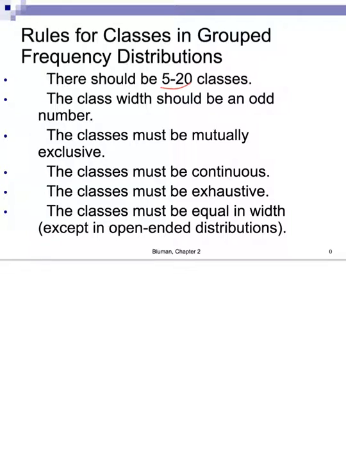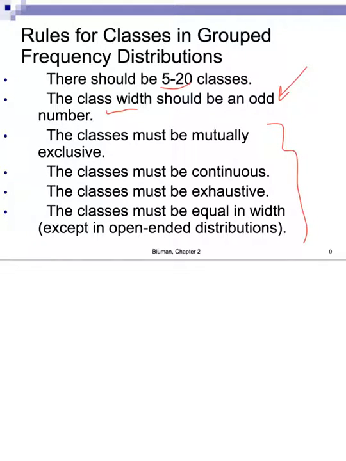If we're looking at 1, 2, 3 classes, honestly, a grouped frequency distribution should never have been created. You should have just displayed your data. The other thing is the class width should be an odd number, but I'm not very strict about that, and the majority of people are not. Everything else is very, very important.